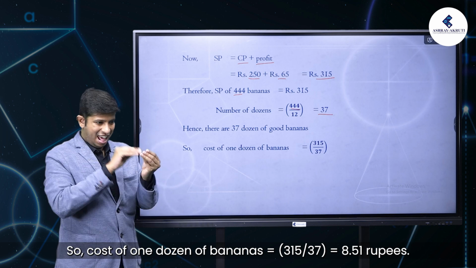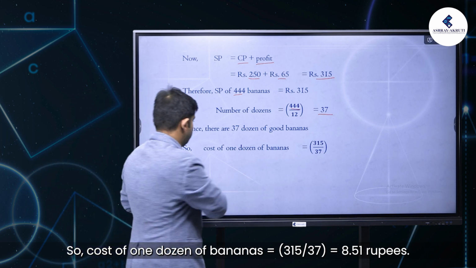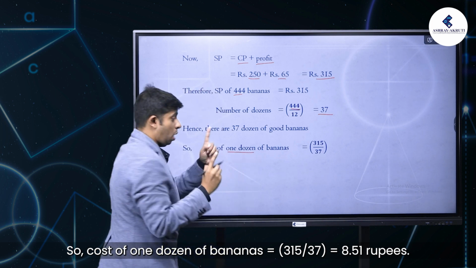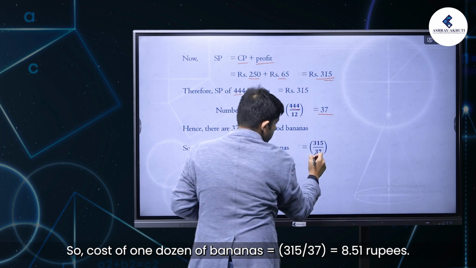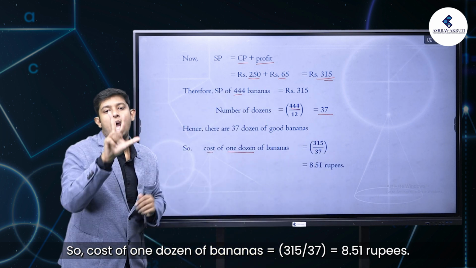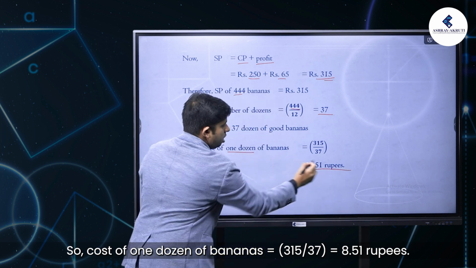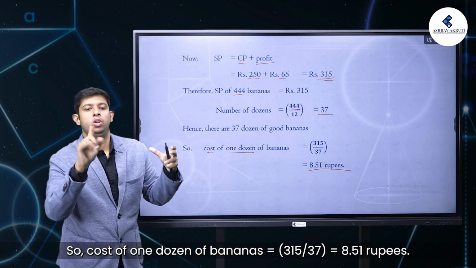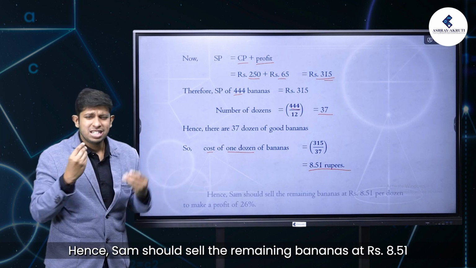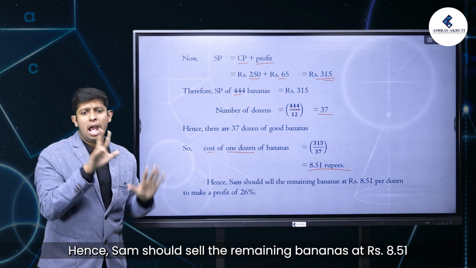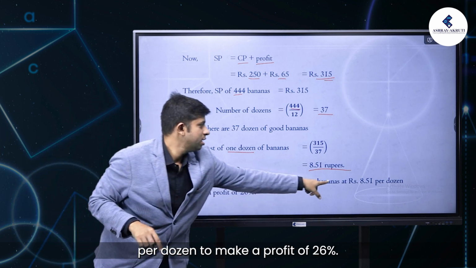So, cost of 1 dozen of bananas is equal to 315 by 37, equals 8.51 rupees. Hence, Sam should sell the remaining bananas at rupees 8.51 per dozen to make a profit of 26%.